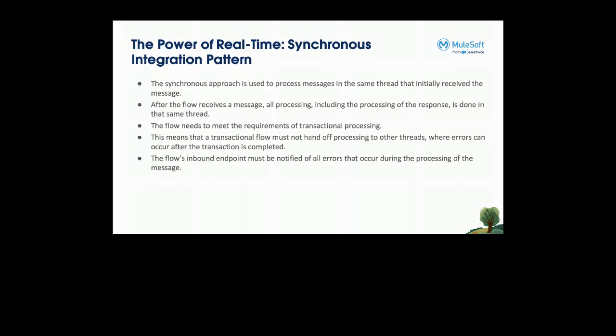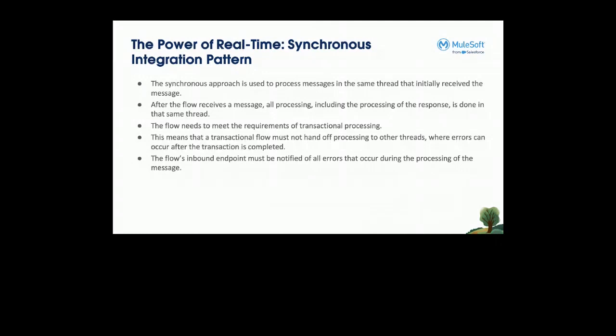The flow needs to meet the requirement of transactional processing. Basically, transactional processing is end to end processing, and if anything goes wrong, it also gives the feature of rollback. Processing also means that the first event starts and ends as the same event. Not in async, where the first event starts and ends, but the other events, like threads, are copied as multiple threads and run simultaneously. So the flow's inbound endpoint must be notified about all the errors that occur during the processing of the message.